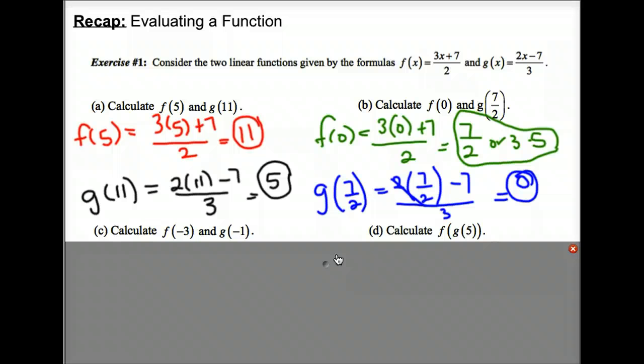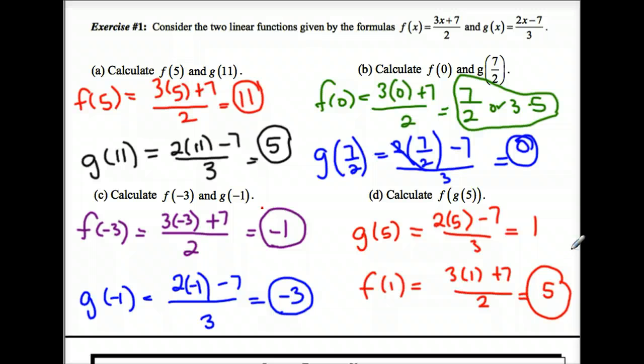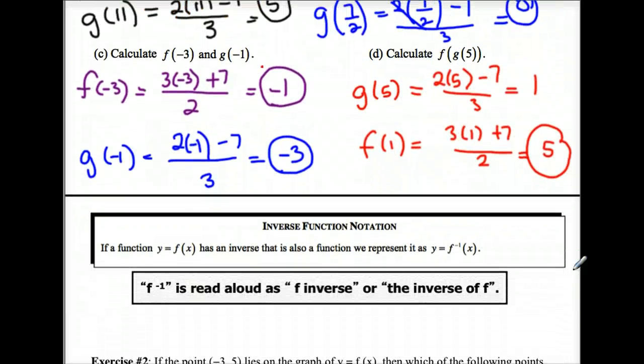Good. Now you got a chance to try this. Let's see. Did you really get -1, -3, and then a +5? Because this is a composition. So my one answer here is a 5. Excellent work, guys. Now today we're going to talk about inverse.